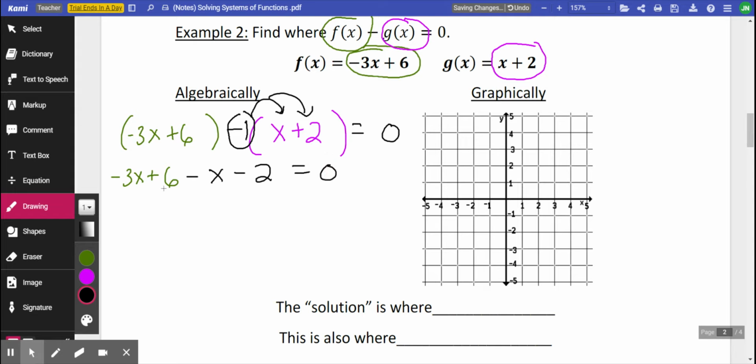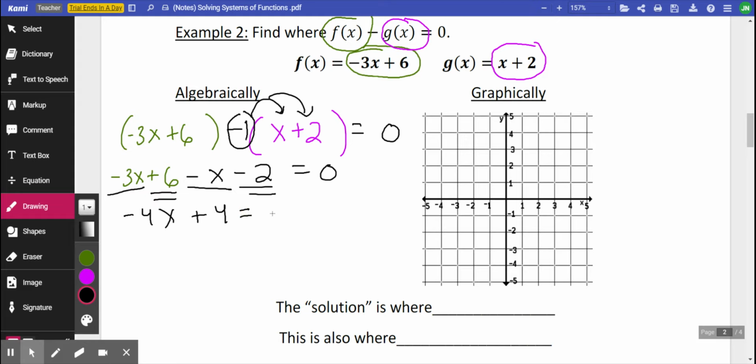Now, since I only have one variable here, the variable x, essentially I want to solve for x so I can figure out where this equation would be true. So when I combine like terms, I get this and this that can be combined into negative 4x. And I can also combine the 6 and the negative 2 as positive 4.